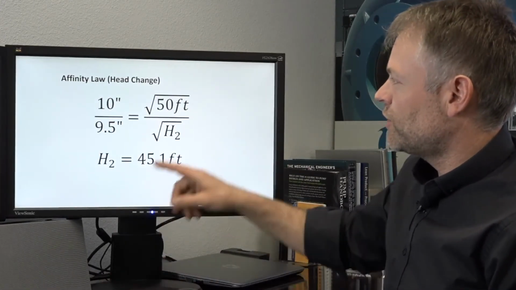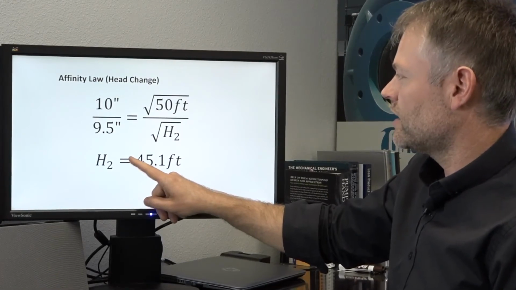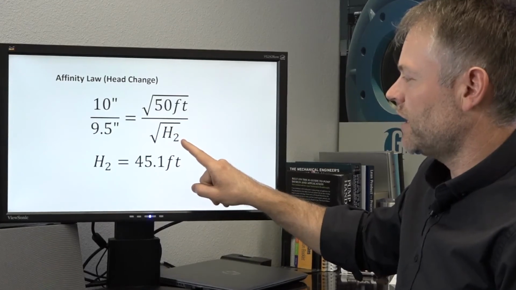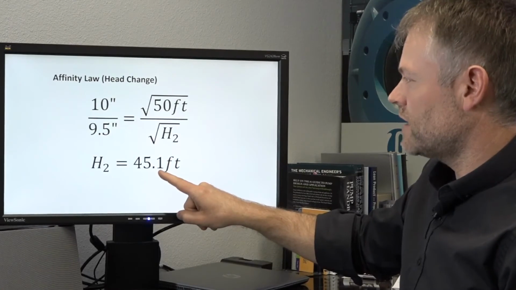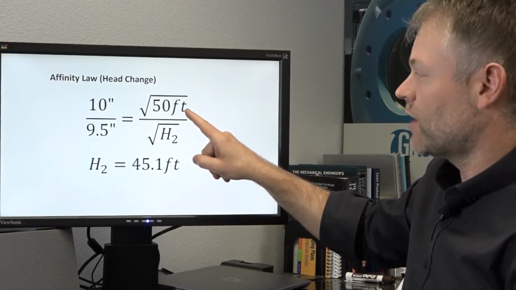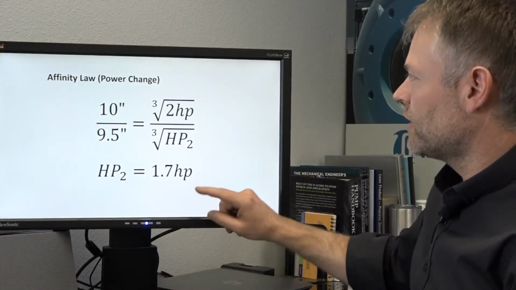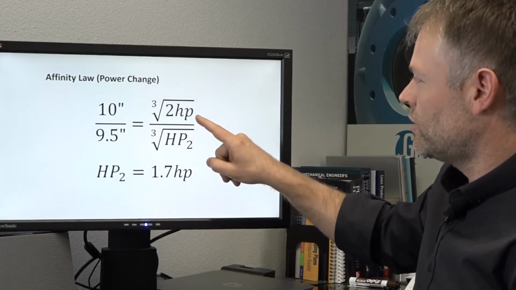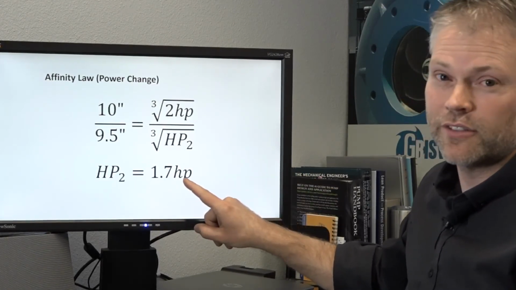We can now go to the head portion of the equation, and here we can take our original head and calculate for our estimated future head, and that comes out at 45.1 feet. So in this instance, the head pressure is going to drop from 50 to 45. Finally, we can calculate our power change. And in this case, the pump started with 2 horsepower, and now it is going to be requiring 1.7.